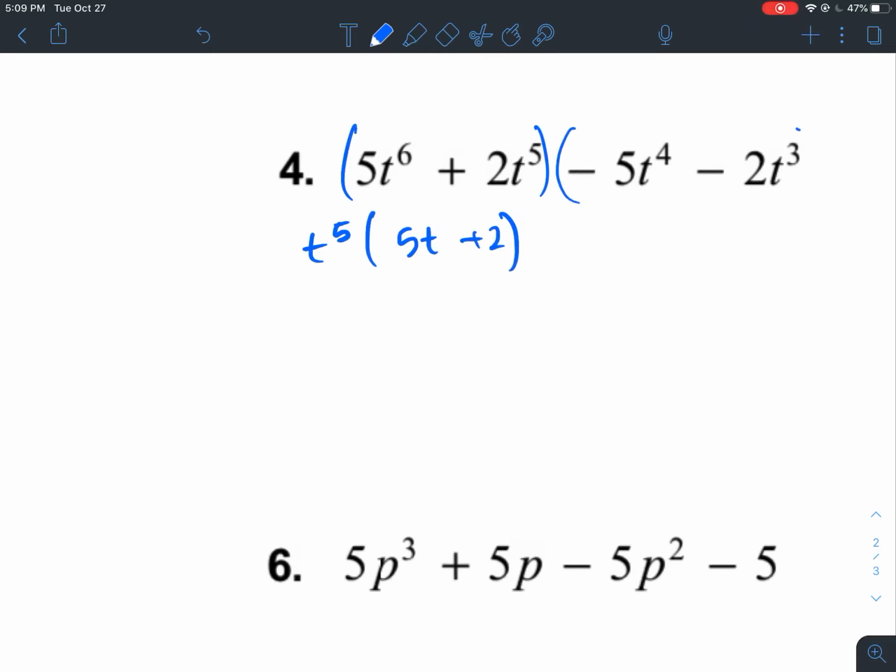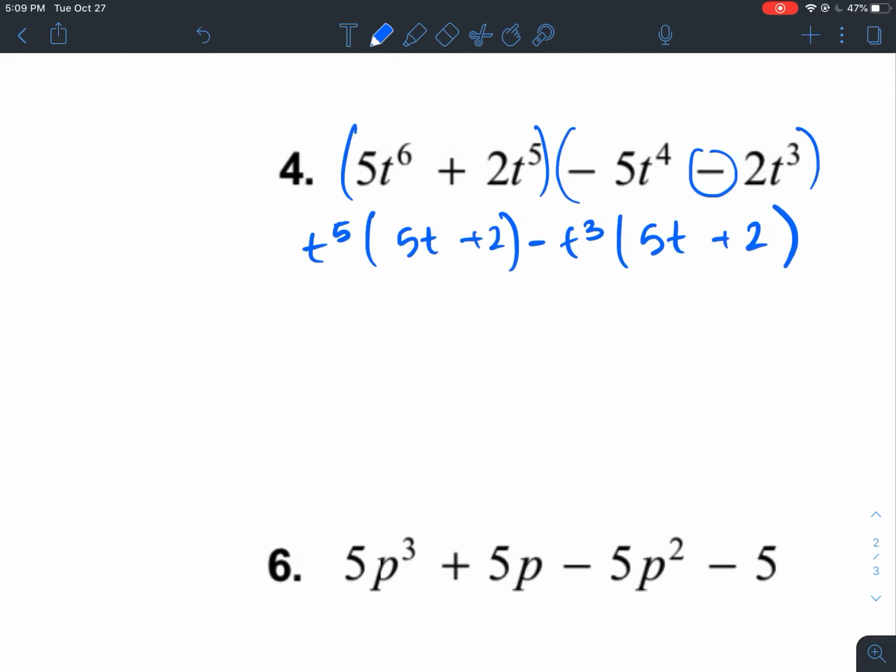Now jump over here. Is there something in common over here? Well, I know that there's a t cubed. So I'll take out a negative, because these are both negative. So I'm going to take out a negative t cubed. And left behind will be 5t, and then instead of minus, because we factored out the minus, this is now going to be a plus sign. So plus 2. That's what's left behind.